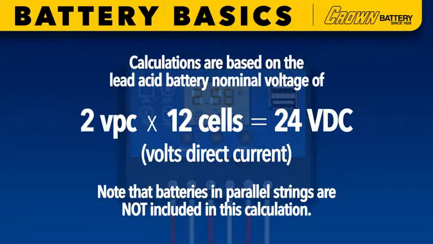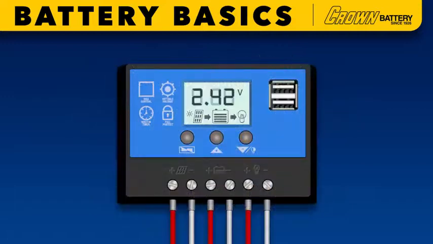Calculations are based on the lead-acid battery nominal voltage of 2 volts per cell, multiplied by 12 cells for a 24 VDC, or volts direct current, system. Note that batteries in parallel strings are not included in this calculation.